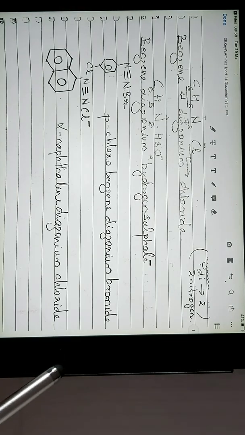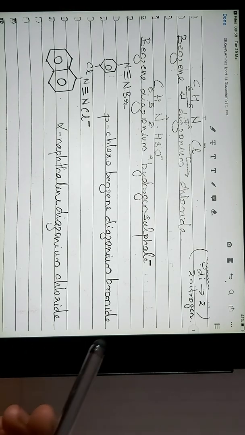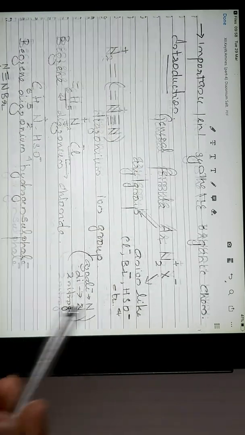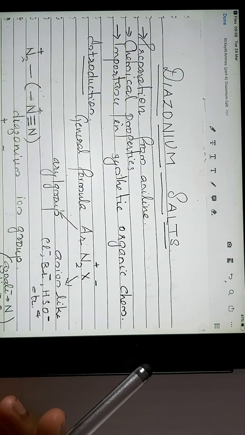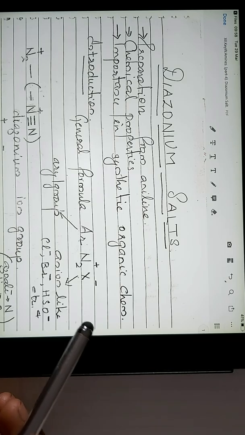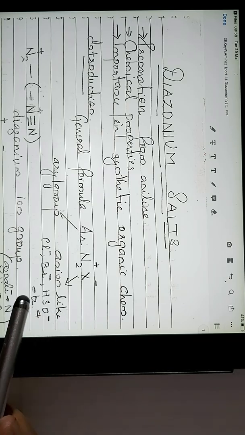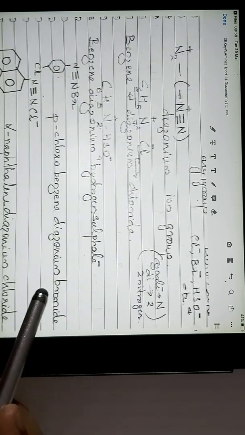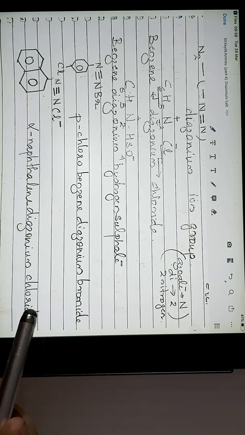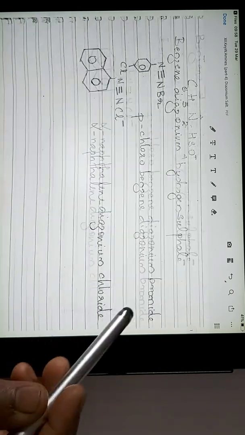Now, just for your knowledge, we are not required to learn the IUPAC naming or structural details of this compound. What we need is preparation, chemical properties, and certain its importance in synthetic organic chemistry. So this was just an introduction for us to get familiar with the compound, that is diazonium salt.